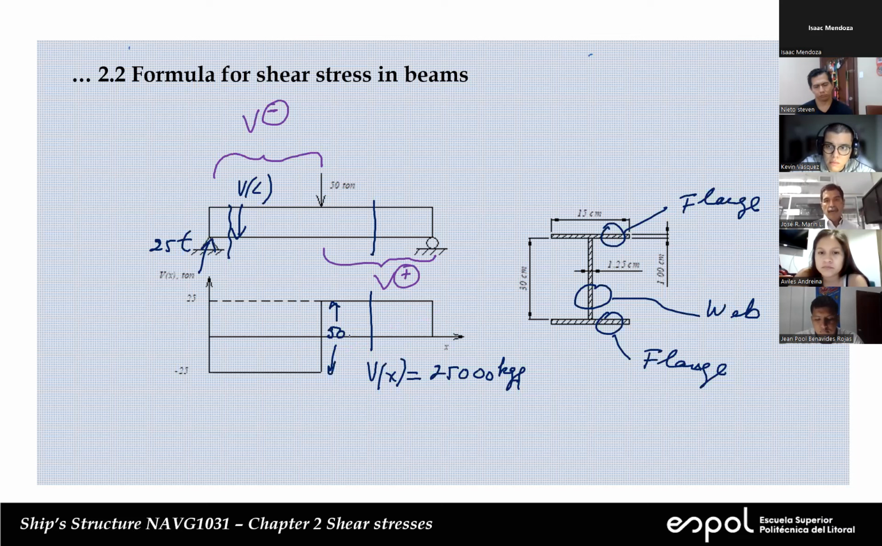Okay, so I'm going to analyze in a region where the shear force is positive. Did I answer your issue, your problem? Yes, doctor, thank you. No problem. Okay, so that's the problem that we're going to be analyzing, okay?